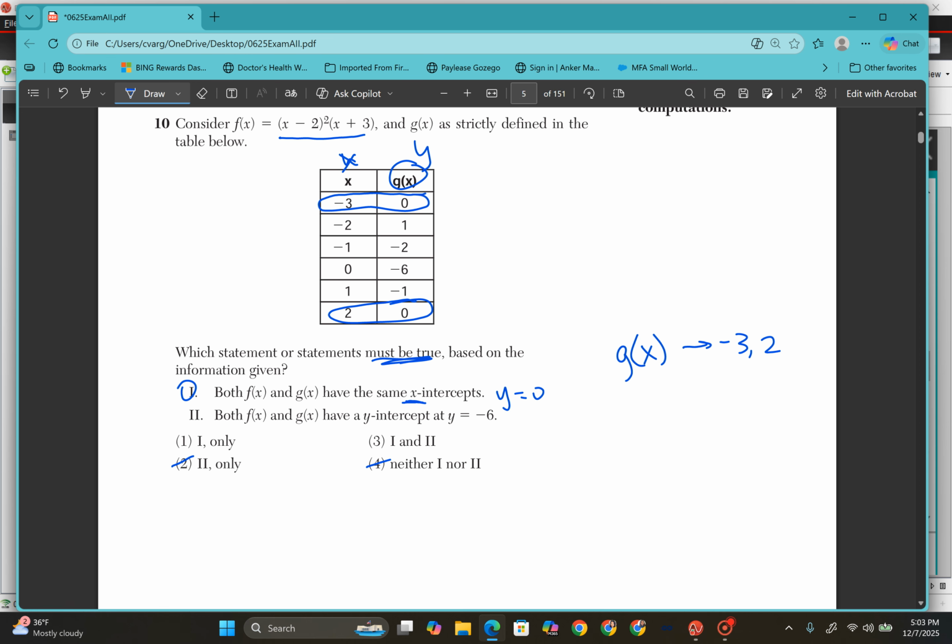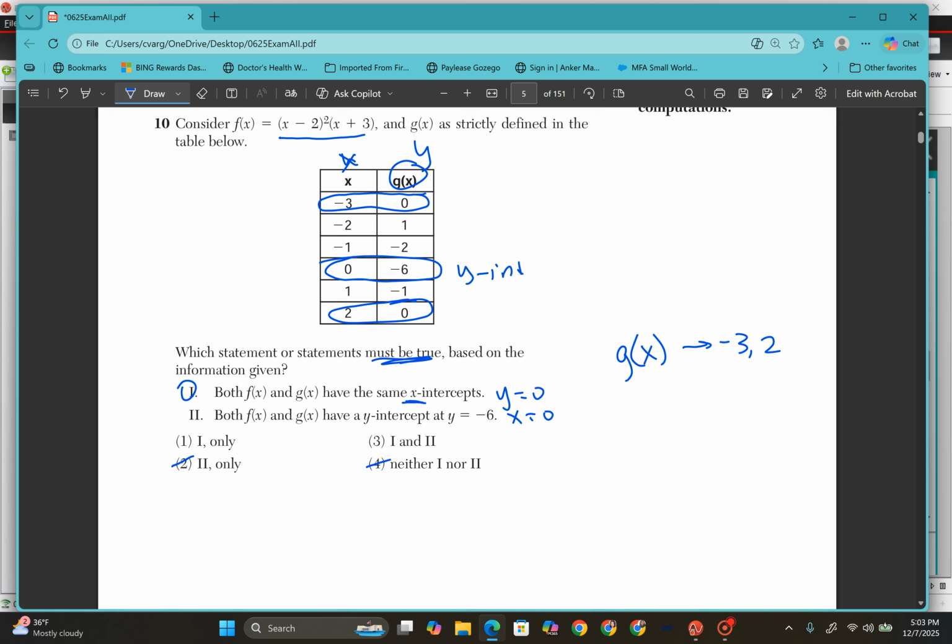So now let's see if the second one is true. Both f of x and g of x have a y-intercept at y equals 0, which means that we're looking for where x is equal to 0. So here, this is our y-intercept. Okay, so that's correct, right? So g of x has a y-intercept at y equals -6.